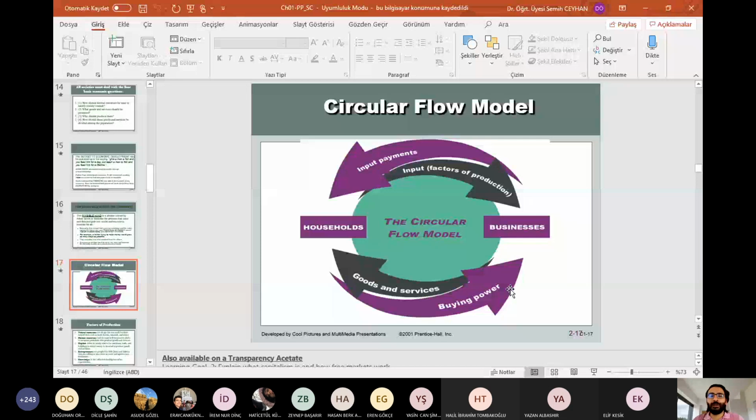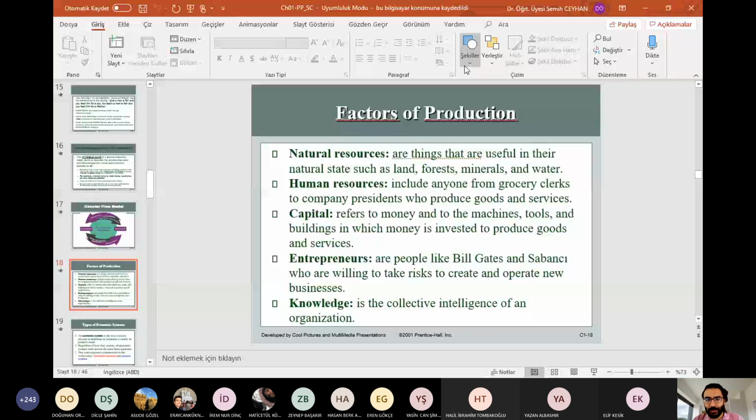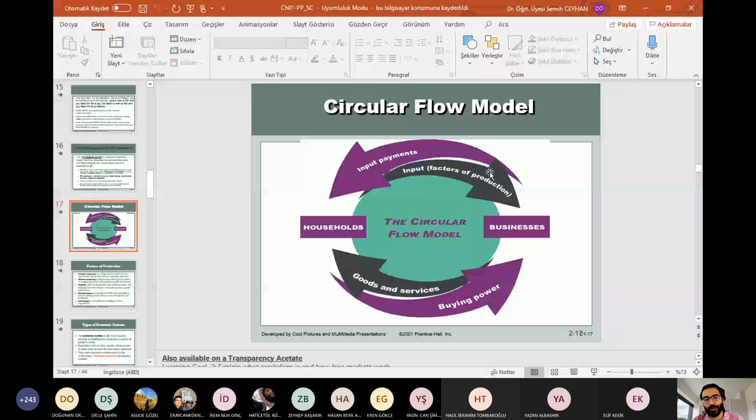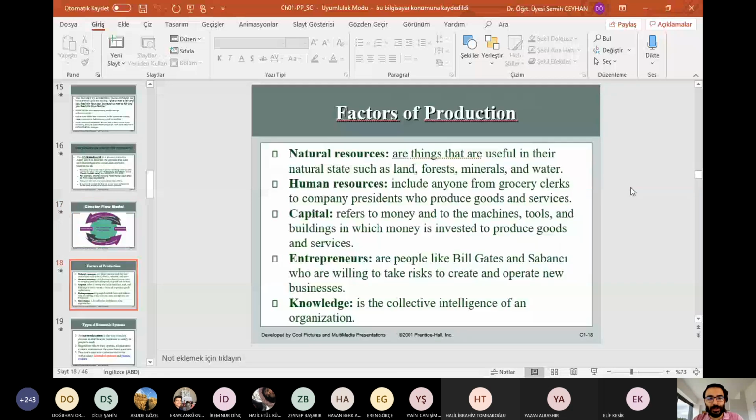So what are these factors of production that we talk about here? As you can see at the gray arrow, input factors of production. What are some of these? One of them is natural resources, like land, forest, minerals, water, that we all need, right? That we can find in nature. The other one we call human resources, which means who will work, right? For example, you want to open up a company, open up a factory. You need some engineers, you need some workers, you need some financiers, right? If there are no people in that town, in that country, how can you find them, right?